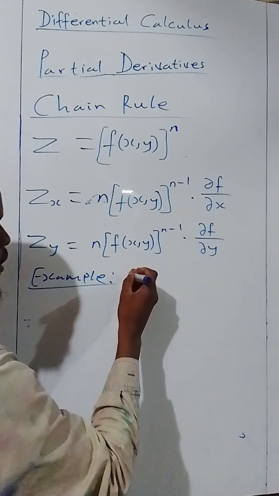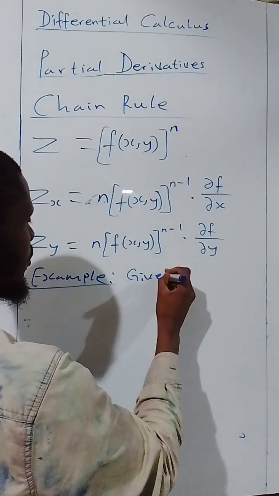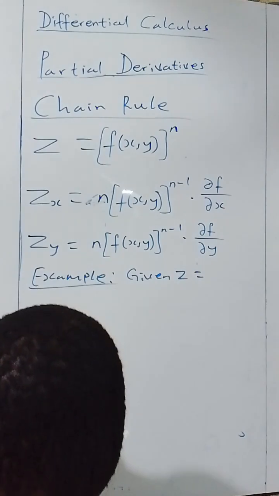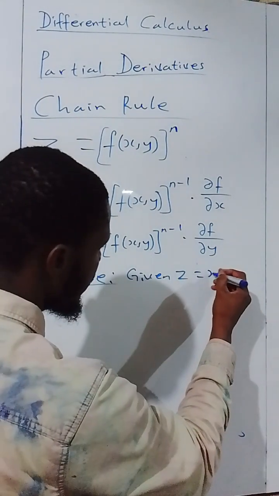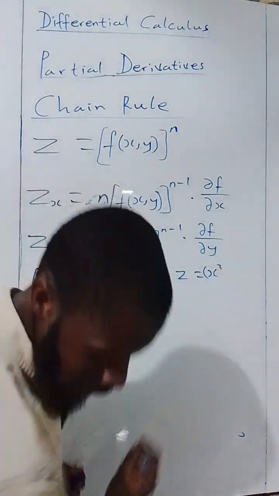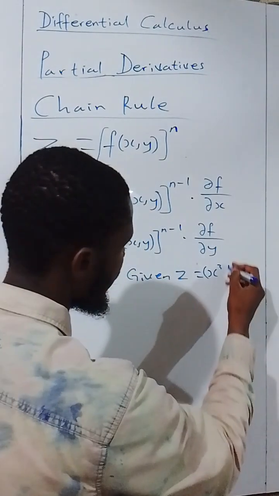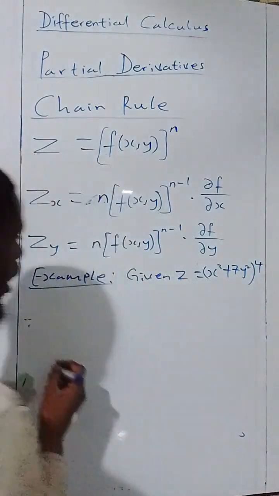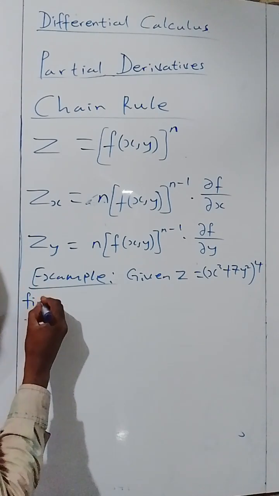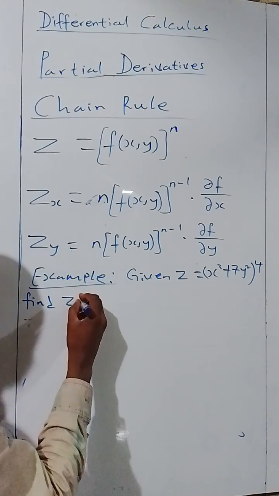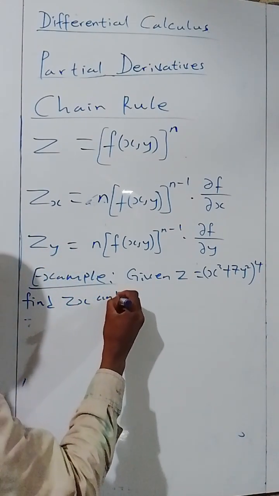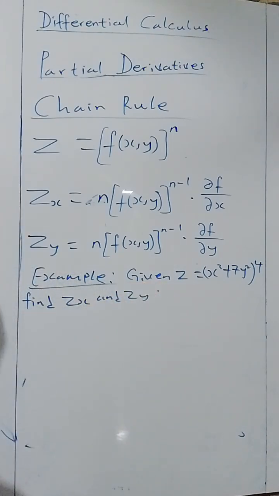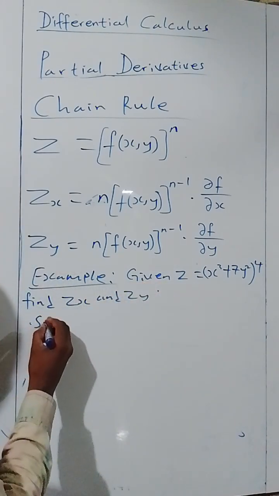Let's say we are given this function, z equals x raised to the power 3 plus 7y squared, everything raised to the power 4. And we are asked to find the partial derivative with respect to x and y. So how do we find that? It's very simple. So, solution.